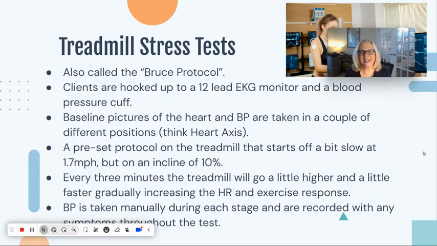And then blood pressure is taken manually during each stage, and then you record that with any symptoms throughout the test. You're going to ask the patient as well, or the client, how they're feeling, what's their perceived rate of exertion, okay? That PRE, perceived rate of exertion. There's a chart on the wall that we can use. That one goes all the way to 20. At the hospital, we use a 1 to 10. So it really just depends on your site, your facility, and whatever they use.